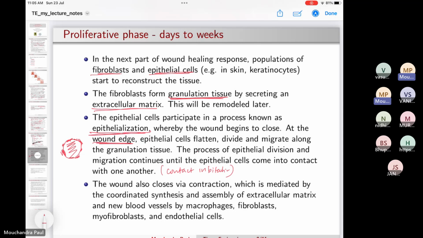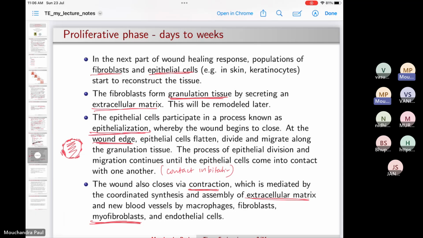Now the wound also closes via contraction. So one process that is helping in wound closure is the epithelialization by the epithelial cells. Another process that is helping is the contraction process. This contraction process is done by a hybrid cell type, that is the myofibroblast. The main cell type involved in wound contracture is the myofibroblast. The other cells are also involved, like fibroblasts, endothelial cells, macrophages, etc., and the assembly and synthesis of ECM.